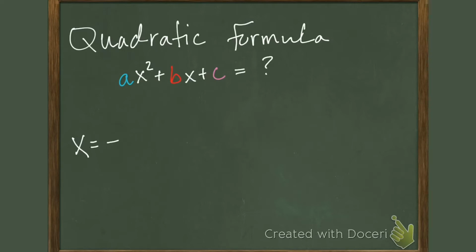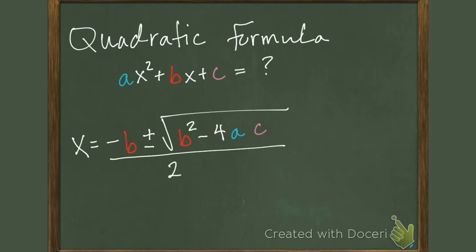So it's going to be negative b plus or minus the square root of b squared minus 4 times a times c. So, I'm not done. Sorry. All divided by 2a. All right, so that is pretty intense.